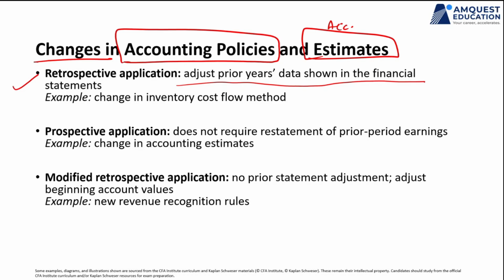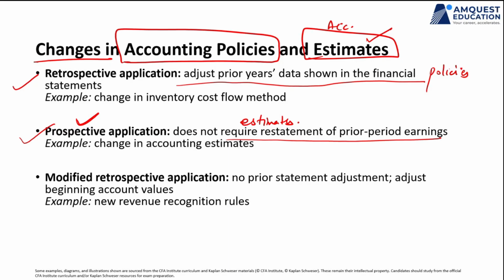But if you are doing a prospective application, then you do not need to restate prior year data. So all accounting estimates will have a prospective application, but all accounting policies, if you change them, have a retrospective application, which means if you change an accounting policy, then you will have to change older data sets also, prior year data also. But if you change an accounting estimate, you only have to change the future, the data which is forward looking.